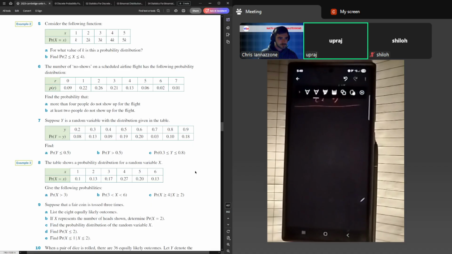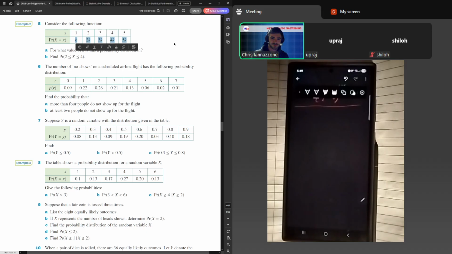Chris, is it 1 over 15? 1 over 15 is correct. Yeah. How did you come to that answer? I added all the k's together, which is 15k. Mm-hmm. And then since all the probabilities have to equal 1, you just equate it to 1 and then you divide both sides by 15 and you get k is equal to 1 over 15.